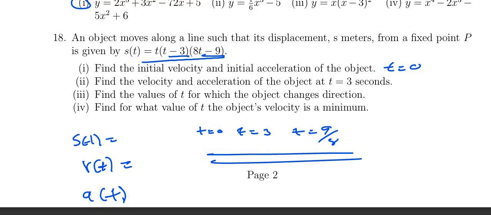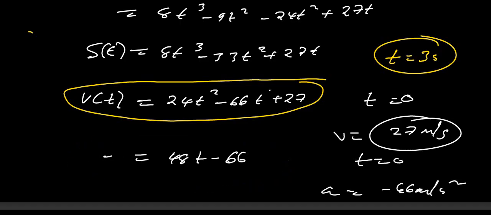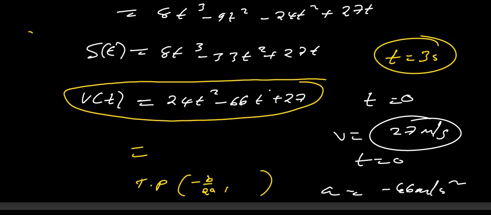Yeah, number 4, they're saying find for what value of t the object's velocity is minimum. So we got the velocity expression, right? We just have to complete the square of this. Once you complete the square to give you the turning point, the turning point is simply the minimum. Yeah, and since I just want to go direct, the turning point formula is this. And the other guy that you have here, I'm interested in this because that's the time.